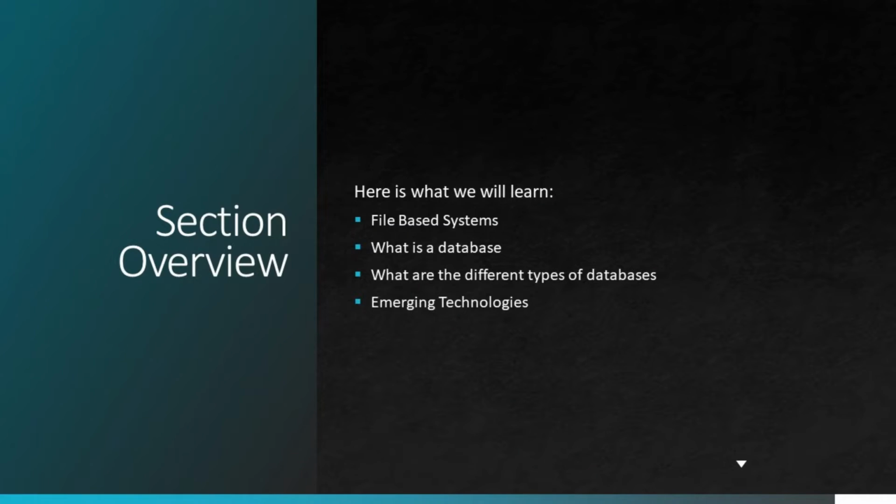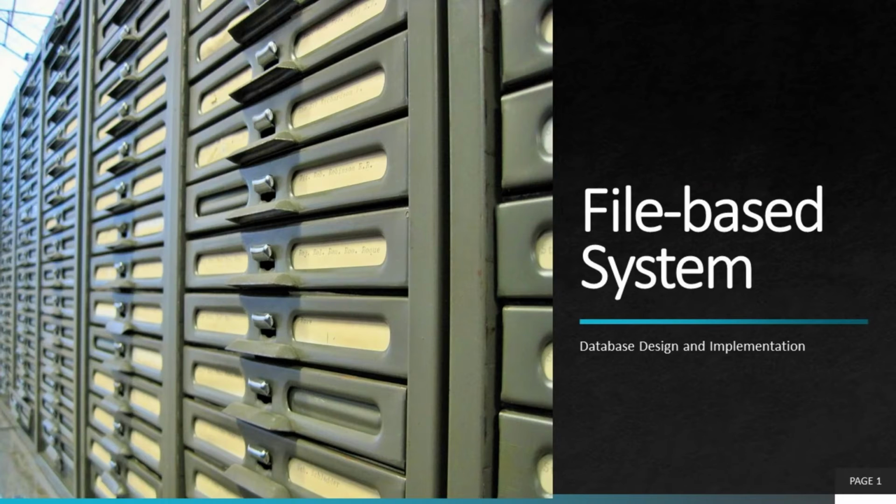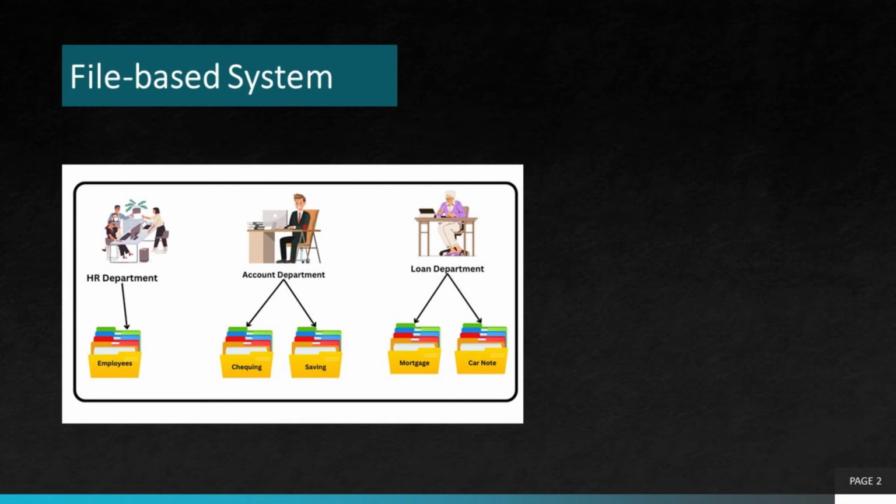So in this section, guys, we're going to be learning about file-based systems, how they were used in the past, what a database is, what the different types of database are, and emerging technologies. Let's look at the way in which computers managed data over the last few decades. Today's users take for granted the many benefits found in database systems. However, it wasn't that long ago that computers relied on a much less elegant and costly approach to data management called the file-based system. Now, one way to keep information on a computer is to store it in permanent files.